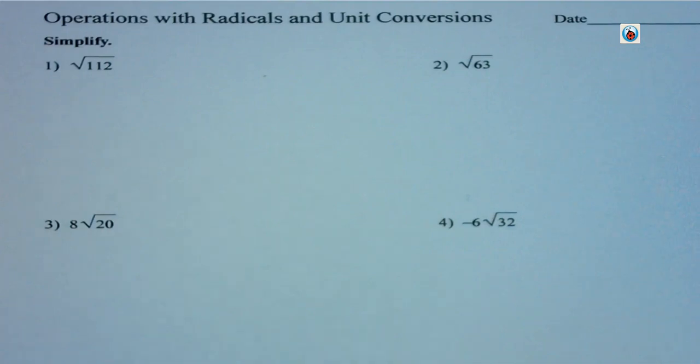Hi, welcome to your first Algebra 1 quiz review of this semester. So we're working on operations with radicals and unit conversions. The first portion, the operation with radicals, there's not a lot of calculator, so make sure you're working this without a calculator. So number 1 says simplify the square root of 112.